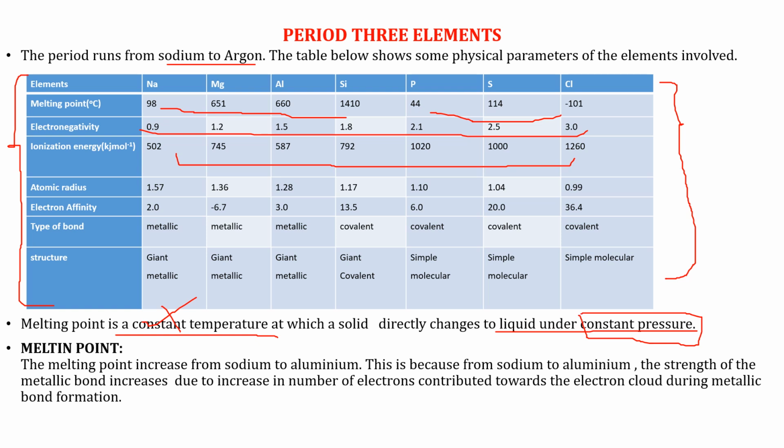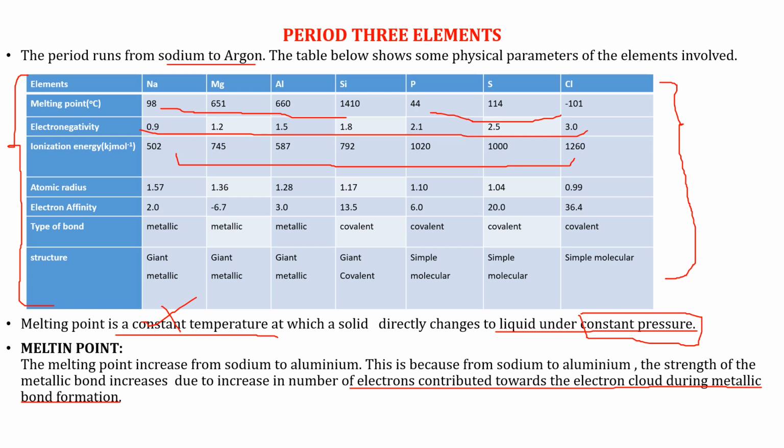So you are saying that melting point increases from sodium to aluminium. And why is that the case? And we are saying that this is because from sodium to aluminium, the strength of the metallic bond increases due to increasing the number of electrons contributed for metallic bonding. Now, towards the end of the periodicity lesson, which was uploaded on this channel, I gave the reason for this.